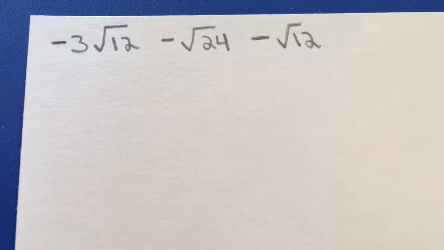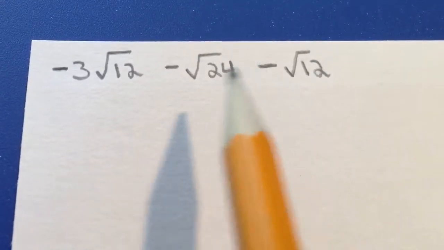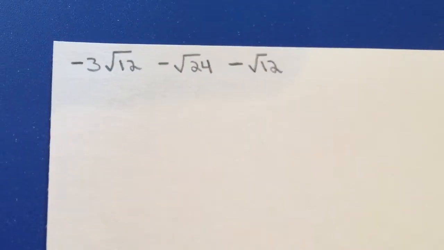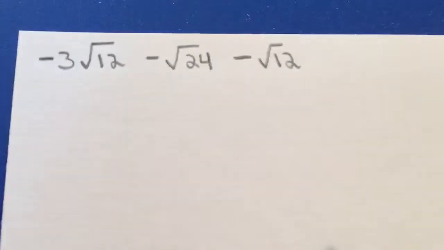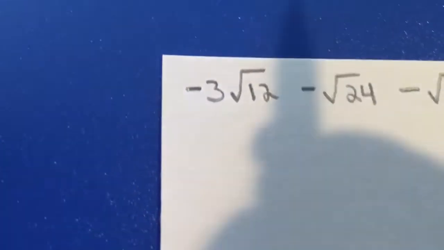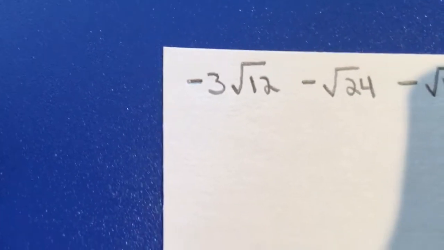So before we actually begin to add and subtract, we are going to simplify each part of this equation into its simplest form. And in order to do that, let's recall how to simplify radicals. We take out the perfect square in each. So let's simplify this first part, negative 3 rad 12.